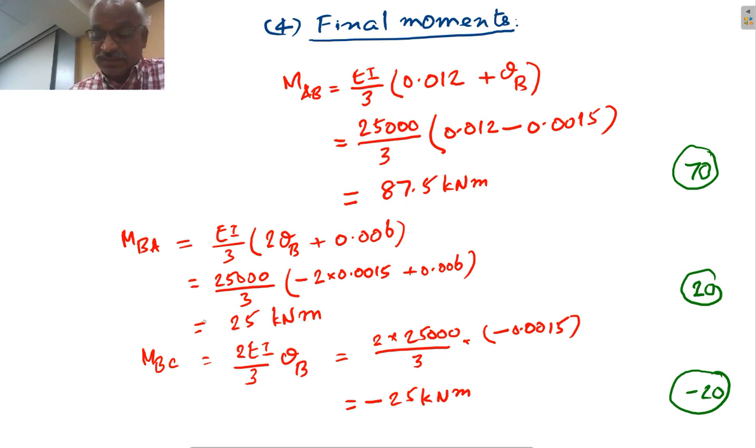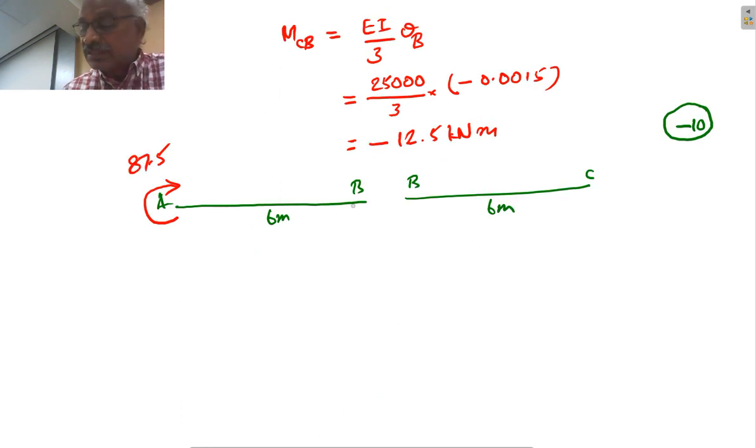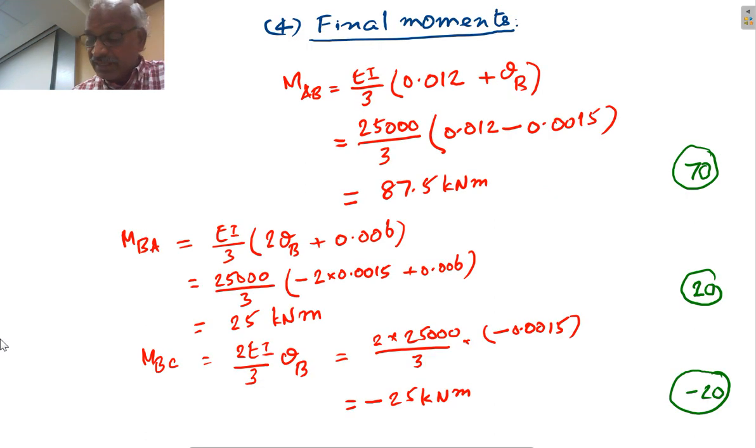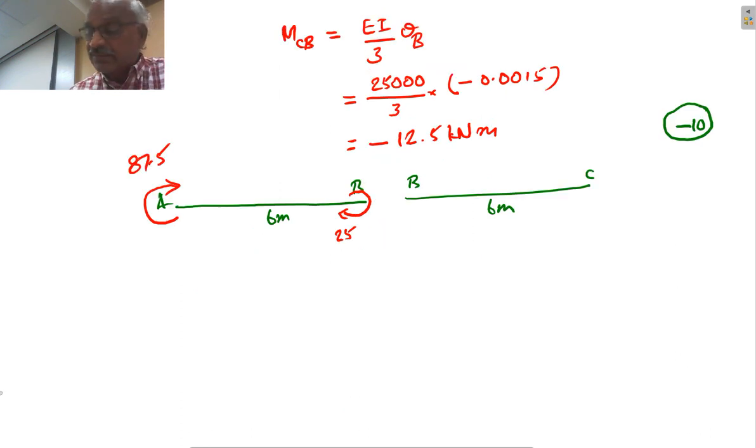Next value MBA is plus 25. Therefore, this is again clockwise, and this is 25. Then this value MBC is minus 25. Therefore, this is minus 25. And MCB is minus 12.5. So, minus means anti-clockwise. So, this is 12.5. Right.